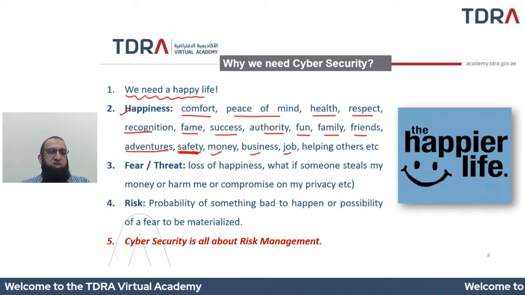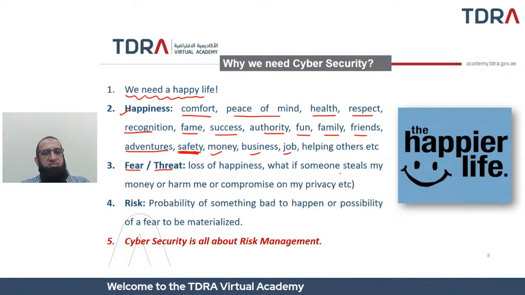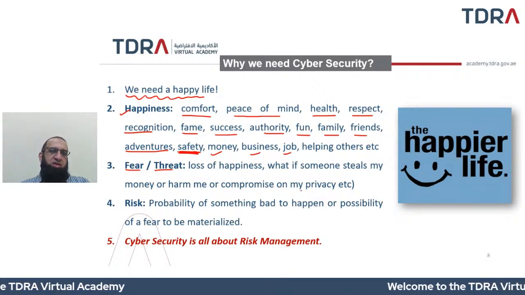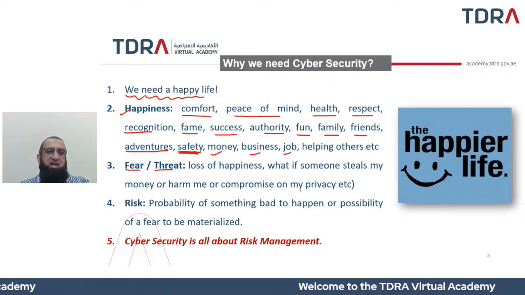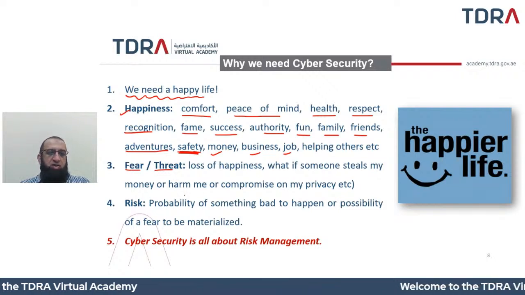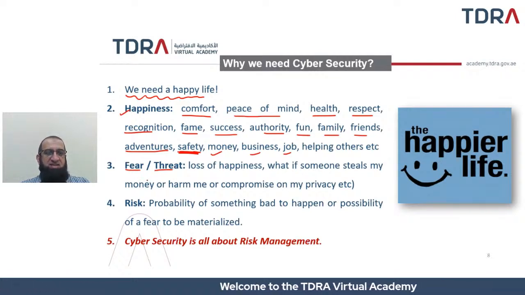Now the opposite of this one is fear or threat. So the loss of happiness can be called fear or threat. An example would be, what if someone steals my money or harms me or compromises my privacy, right? So these are the threats that every human faces, regardless of the organization, regardless of gender, culture. Everybody has some sense of fear and threat, right? And this is the sense that keeps us protected.